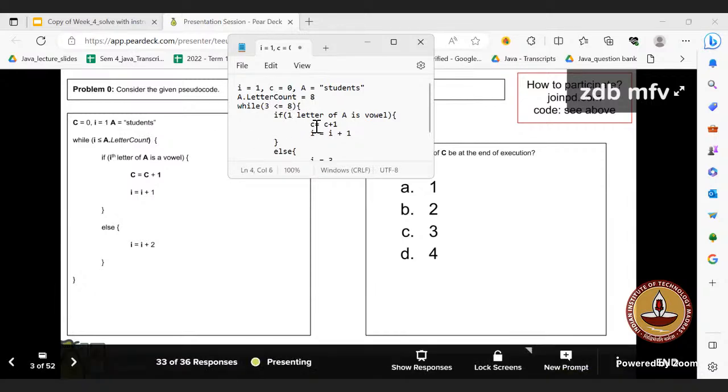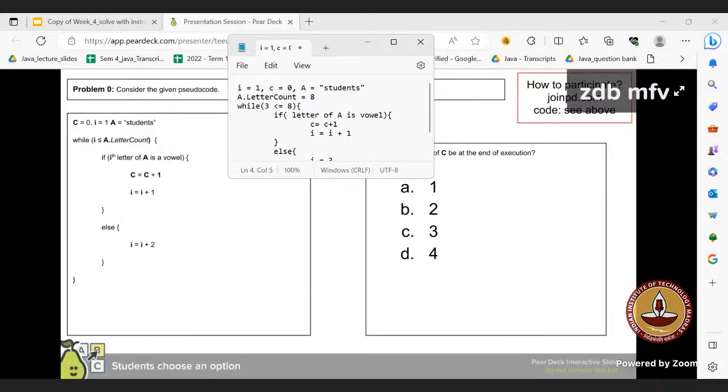So we'll go inside the while block and see if the third letter of A is a vowel. What is the third letter? U only, right? Yes, vowel. So the first letter is S, the second letter is T, and the third letter is U. So U is a vowel. So we will do C equal to C plus 1. Now C value will be 1. And I equal to I plus 1. Now I value will be 4, right? 3 plus 1, 4.